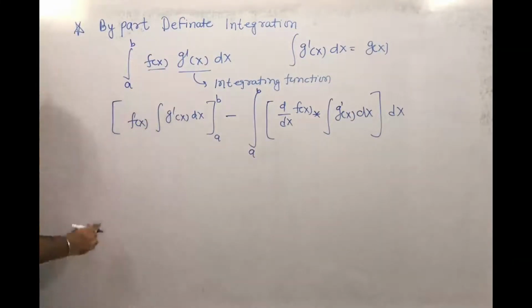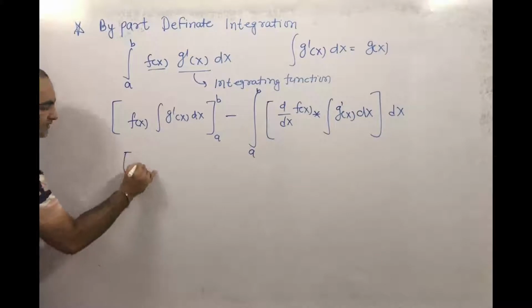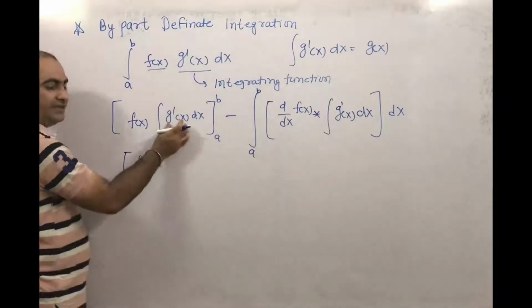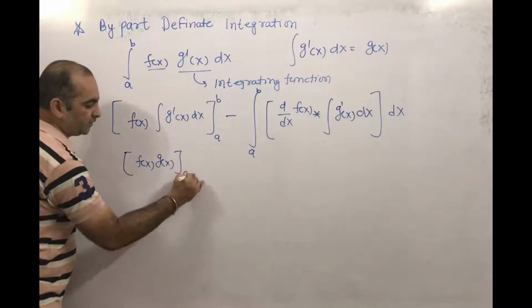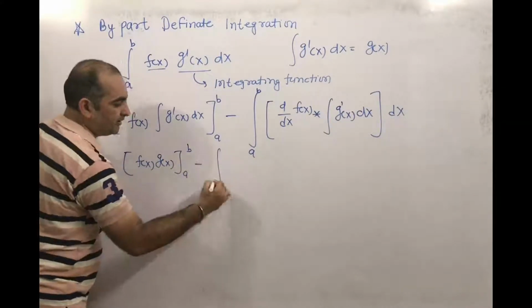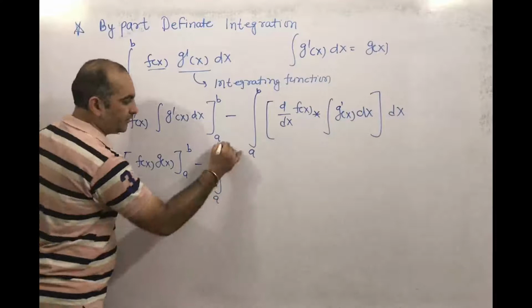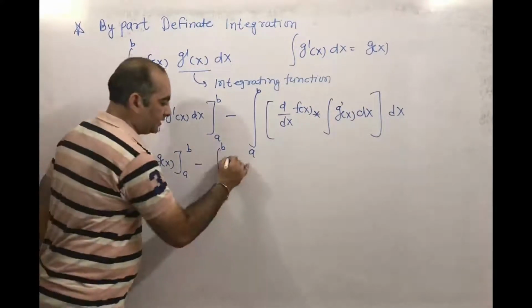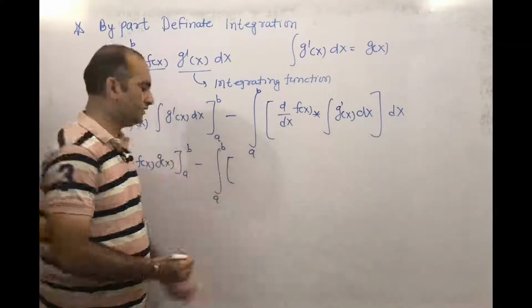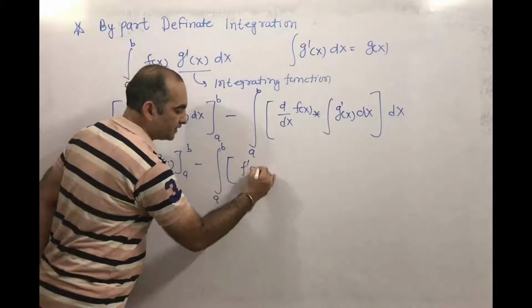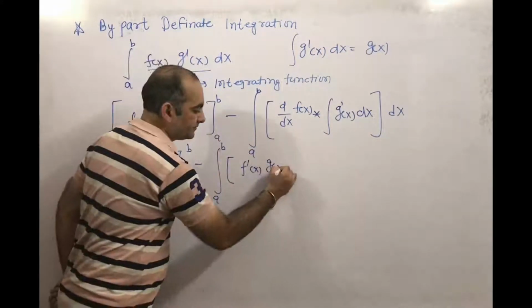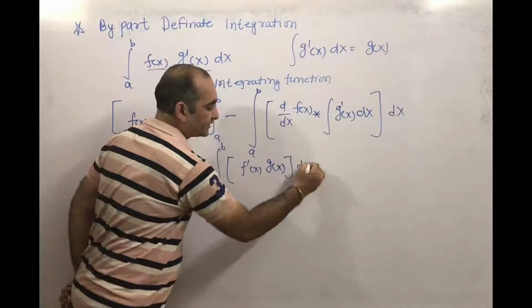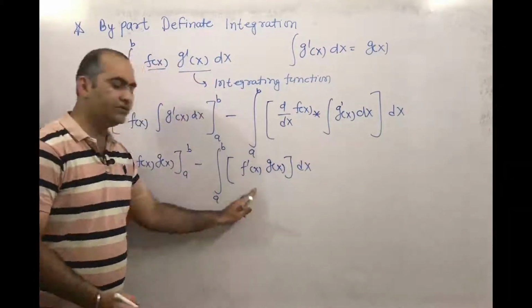Now what you will do, this one what will come, f(x) into the integration of g'(x) dx, which is g(x). This will come from a to b, minus big integration, the limit is here only, a to b, of d by dx of f(x). So this is f'(x) into the integration of g'(x) dx, which is g(x), and dx. So this one you have to solve further.